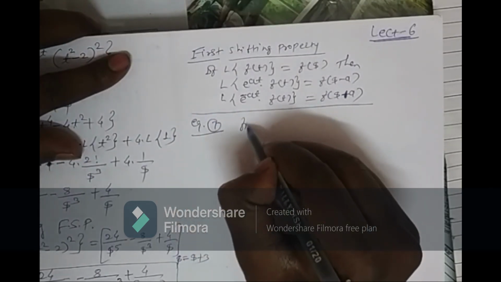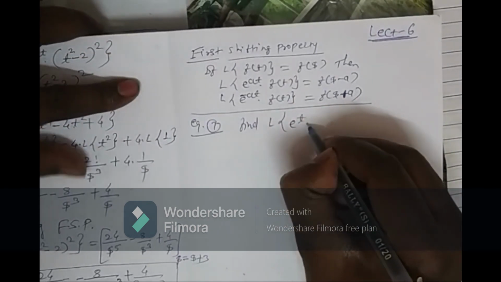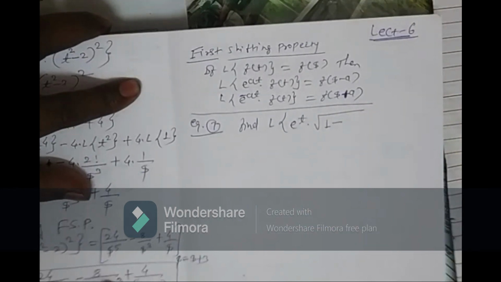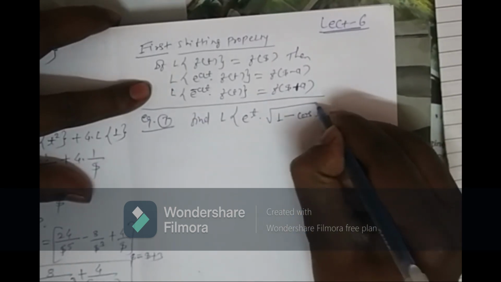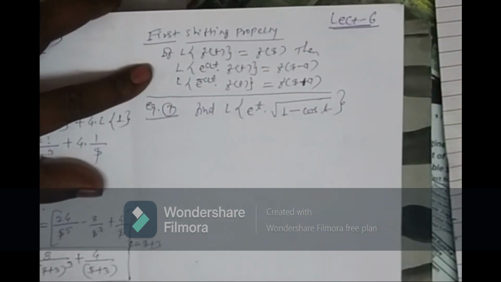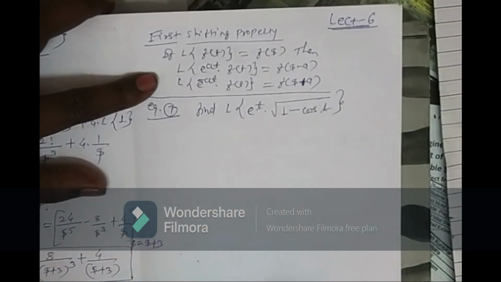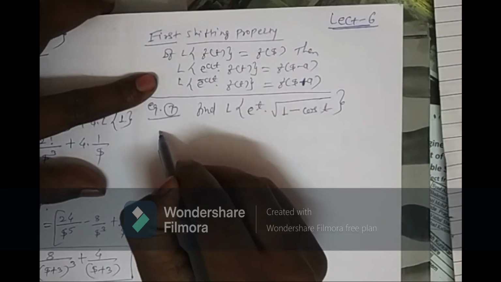Find Laplace transform of e raised to t into under root 1 minus cos of t. So this is the example. Now how to simplify it? This example looks very hard, but it is not very hard. Once you know one formula, by using that formula you can simplify this, and after that you can solve it.